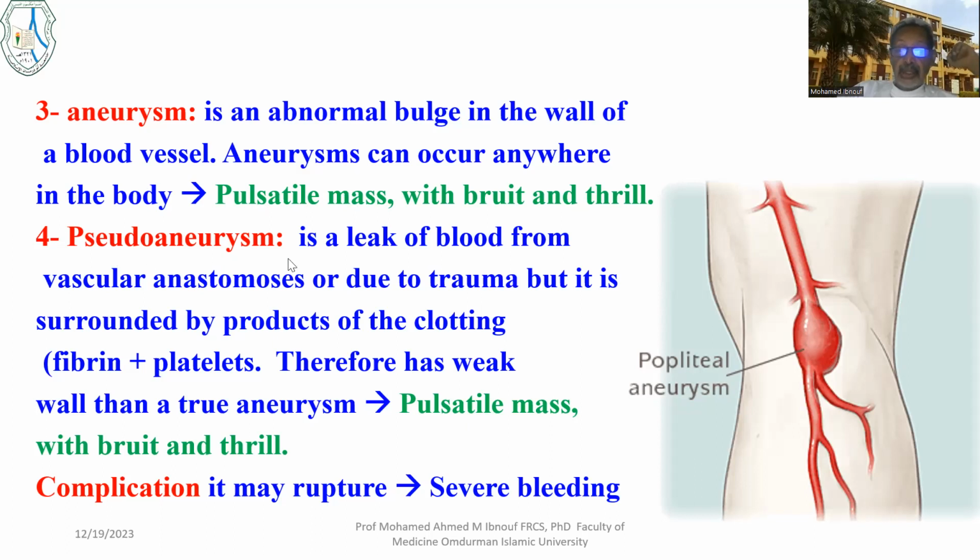Now, the pseudoaneurysm. Usually, if there is blood leaking from an aneurysm or from trauma to an artery or vein, or if there is leakage from a surgically constructed arteriovenous fistula, this leaking blood will be surrounded by a layer of clotting material, that is fibrin and platelets. That means there is no true wall of a vessel, but only a layer of fibrin and platelets. This is why it is called a false aneurysm or pseudoaneurysm.